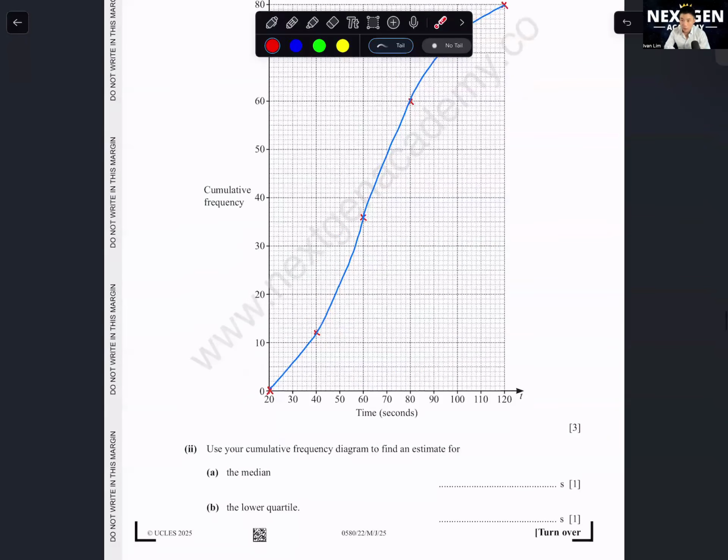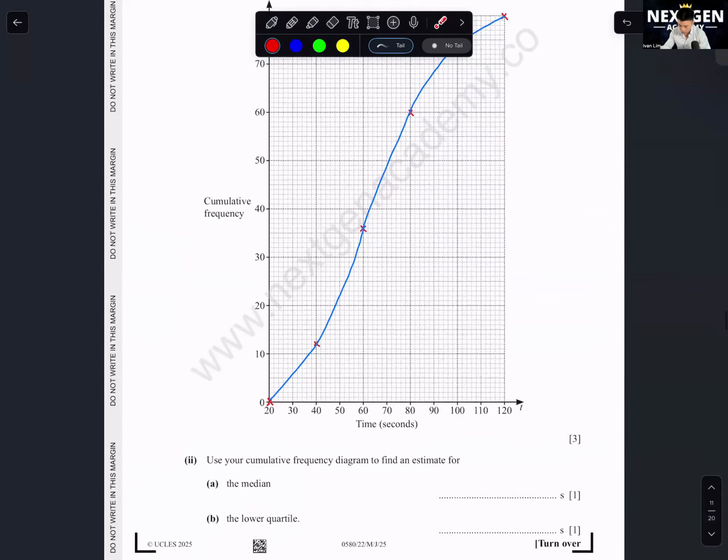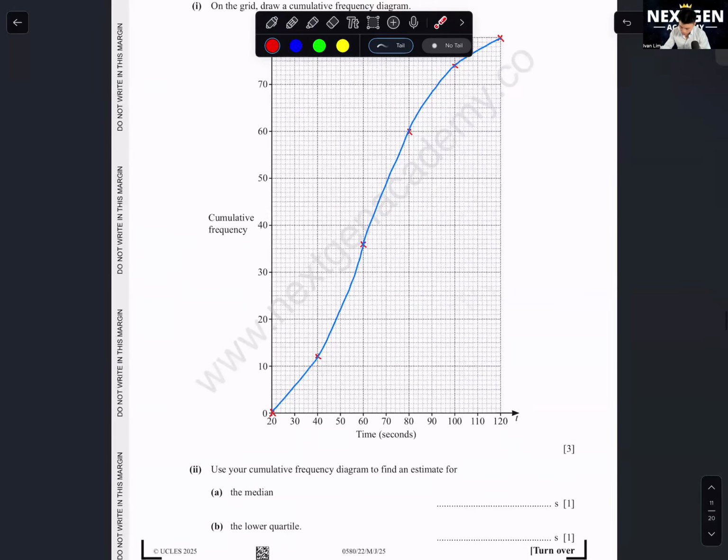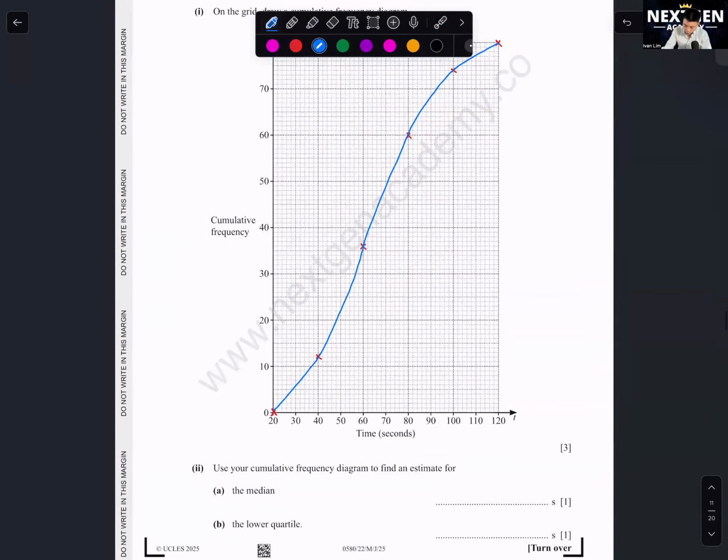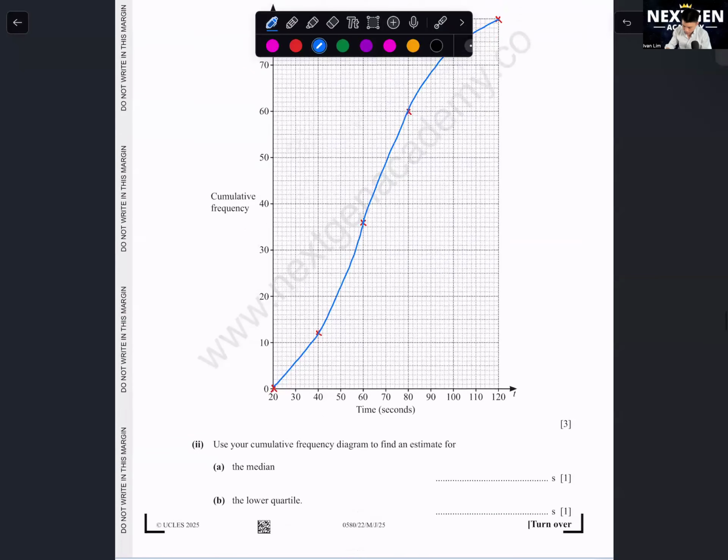All right, use your cumulative frequency diagram to find an estimate for the median. What they normally will ask you is to find your median, lower quartile, upper quartile, and the interquartile range. But for this question, they only give median and lower quartile. What is median? For all of it, you have to find what is your position first. So the median position will be half times the total, which is your 40th value.